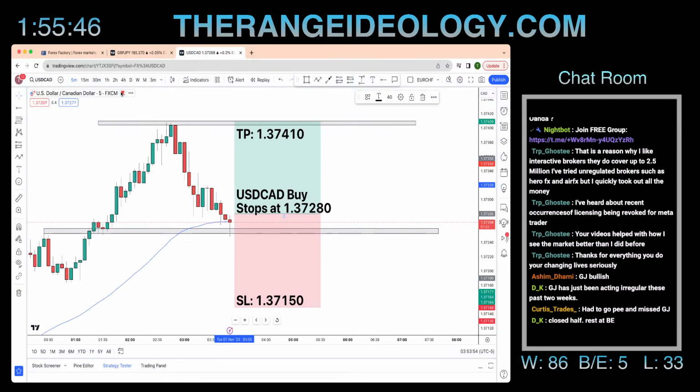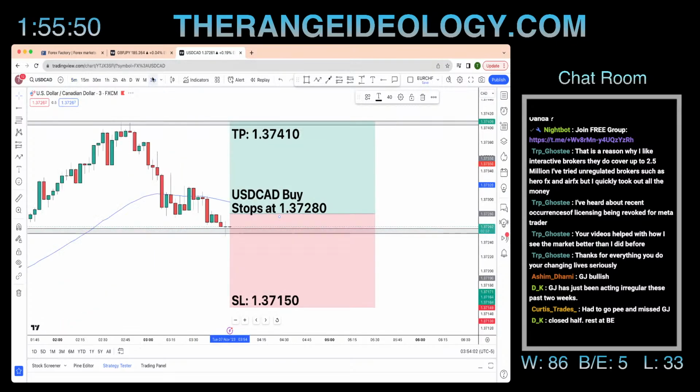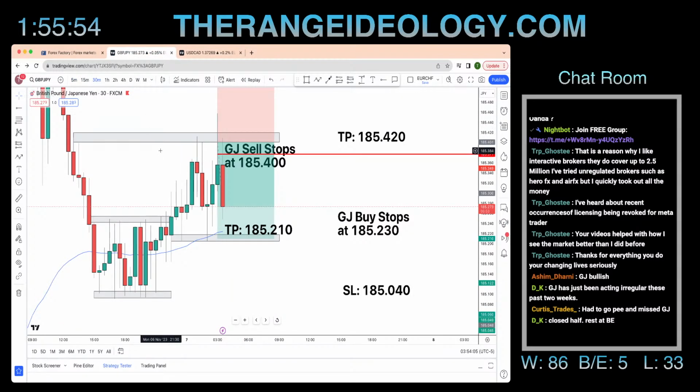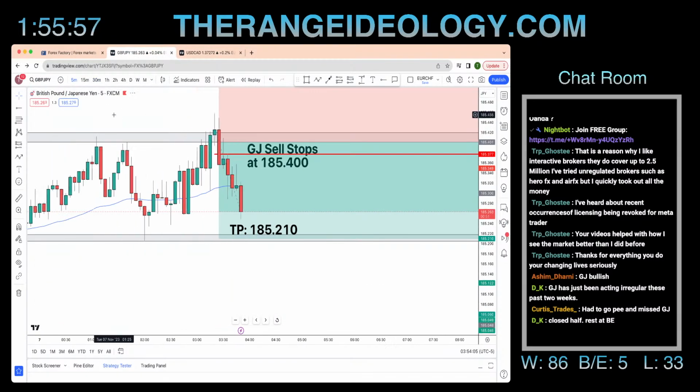Here comes USD CAD as well, guys. May get tapped in on this as well. May get tapped in on USD CAD here. Look at that. Look at that. It's coming up, and then GJ should push down as well. Yep.